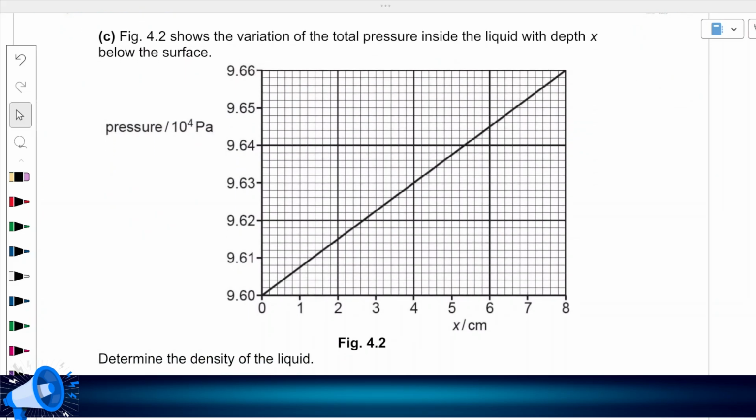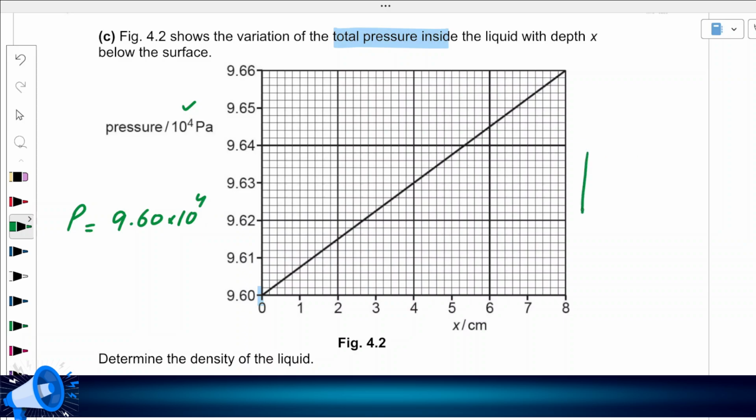Now we have the next one. And this is also a question many of the students were struggling with. There are 2 tricky things in this one. One of them is that this is a graph for the total pressure. This is not the graph for the pressure of the liquid only. How do we know? Because even when the depth is 0, even at the surface of the liquid, you still have a specific pressure. How much is that? That pressure is 9.60, and many of the students forget to add the exponent, into 10 raised power 4 Pascal.